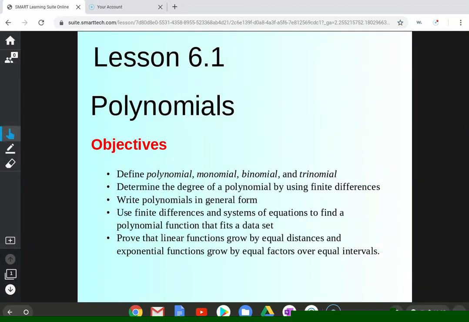There we go. So this is going to be section 6.1, which is on polynomials. And today we're going to just kind of learn the basics of what a polynomial is and a little bit about graphs and factoring and the different types of polynomials.